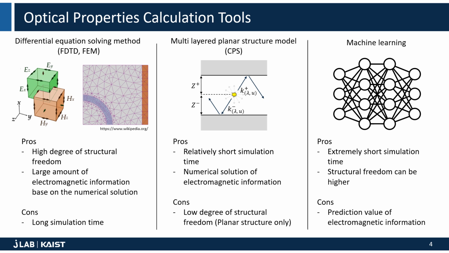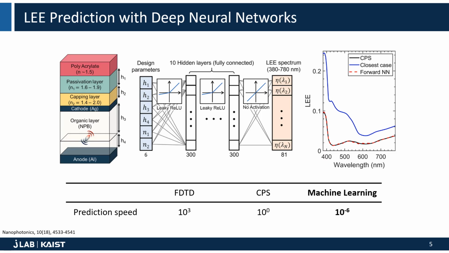Thanks to this speed boost from machine learning, large-scale optimization becomes possible. Previous work has shown that machine learning can be used to predict the LEE of planar layered structures. With 6 structure parameters, the prediction time can be reduced to just a few microseconds.